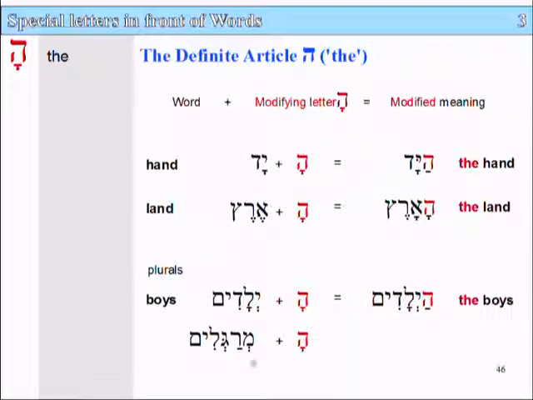And if we have the word for spies, meraglim, from the root word regel, resh gimel lamed. Regel is foot, and spies kind of tread out on foot and look at the land. So this word spies is derived from the word for foot, regel. Meraglim, spies. We add the Hey, and we get ha-meraglim, the spies.